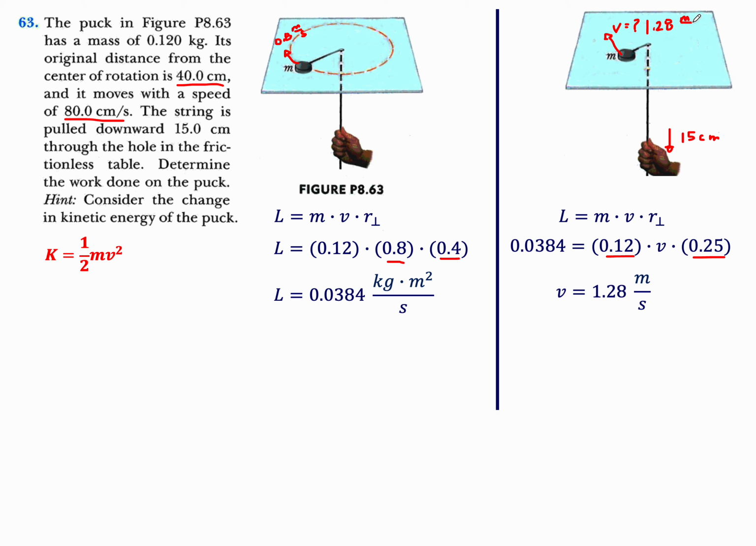We're not done yet with this problem. We have to actually figure out the work done on the puck. And they give you a hint, consider the change in kinetic energy. Well, what's the kinetic energy beforehand? Well, 1/2 mv squared gives us that. Or this. Purely accidental this time, that the magnitude of the angular momentum matches the magnitude of the kinetic energy. There is no connection. An accidental match. The kinetic energy afterwards does not have to be the same.